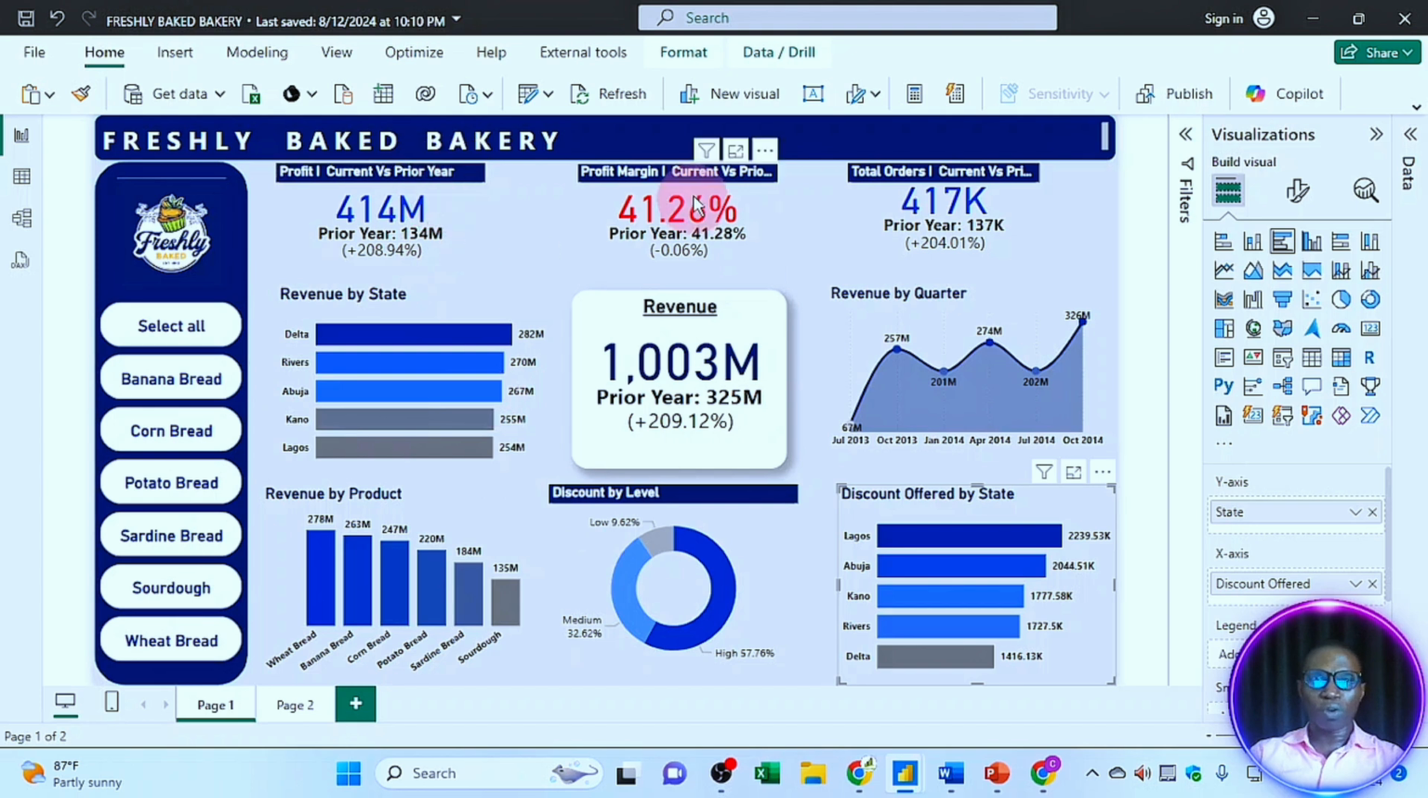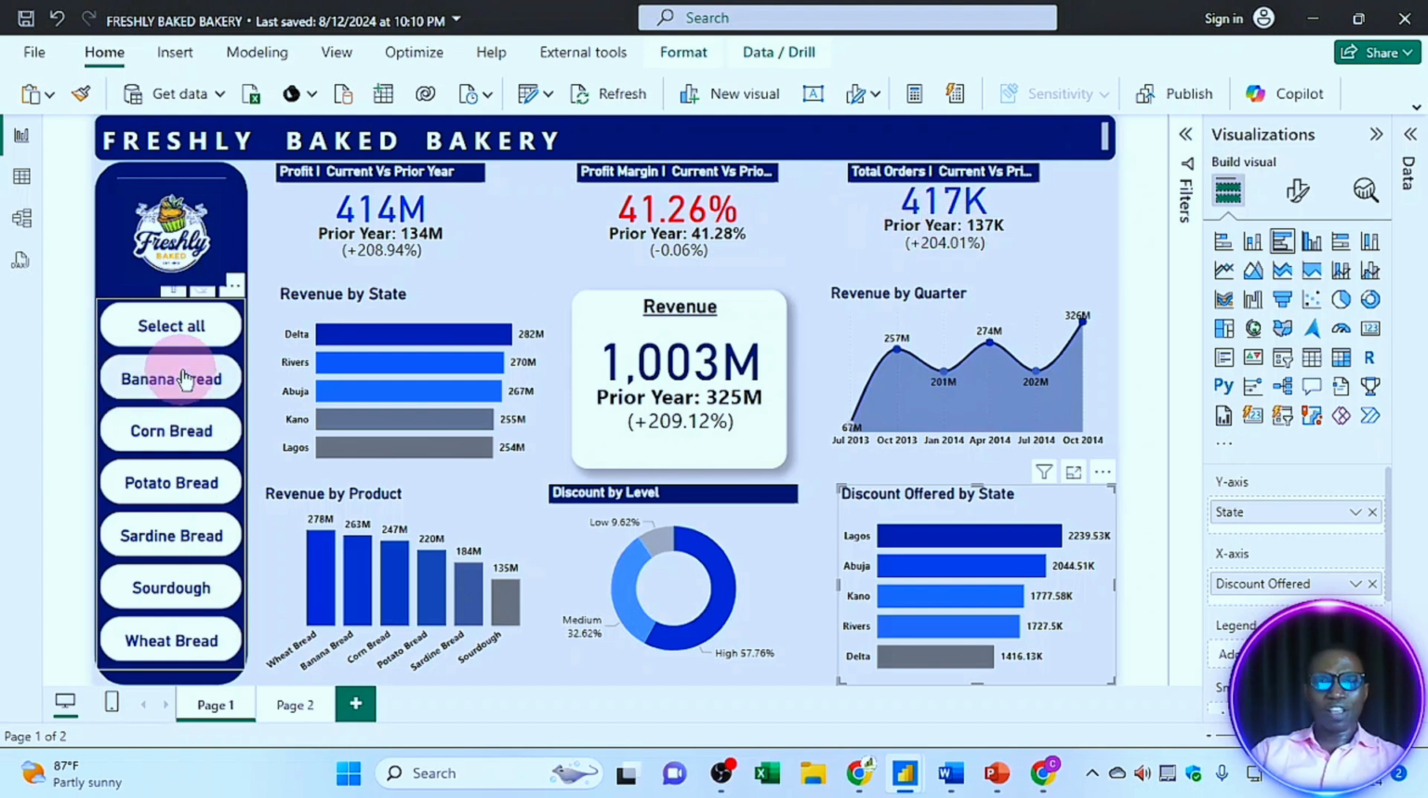Then look at the profit. The profit also grew. Then why do we have the profit margin in red? The profit margin is in red because when you compare the profit margin for the prior year, which was 2013, to this year, for 2013 it was 41.28%. So there was a decline in the profit margin. Not a decline in profits, but a decline in profit margin. While the total orders also increased.